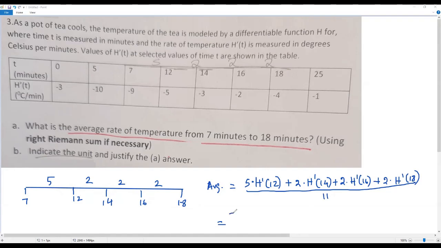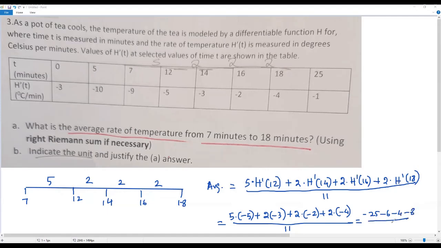Okay, now 5 times the value of h prime of 12 from the table, which is negative 5. So 5 times negative 5, plus 2 times h prime of 14, which is negative 3, plus 2 times h prime of 16, which is negative 2, plus 2 times h prime of 18, which is negative 4, all divided by 11. Now let's do the calculation. 5 times negative 5 is negative 25, then negative 6, negative 4, negative 8, over 11.